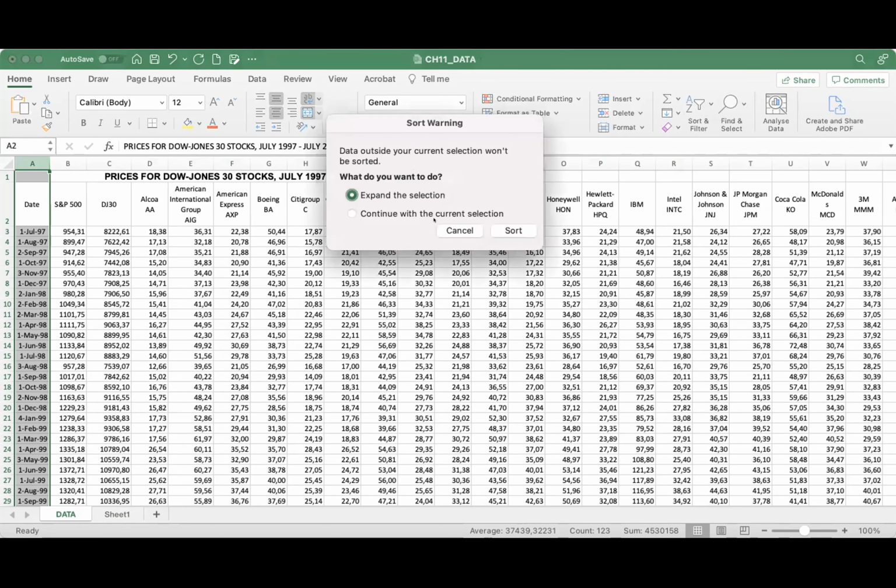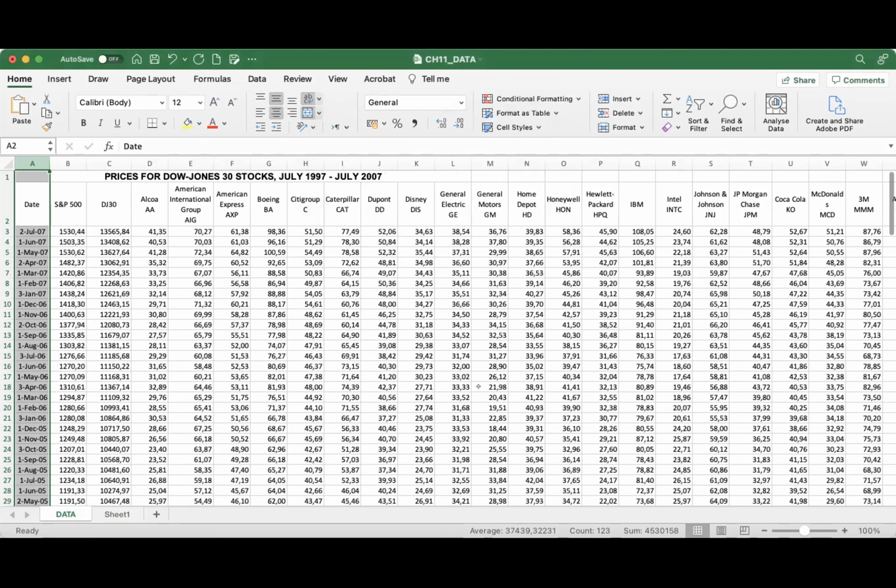So a new window will pop up and we'll have two options: expand the selection, which means you expand the selection to the other columns, or continue with the current selection, which is just the dates. So we choose to expand the selection because we have to reorder the remaining columns from the newest to oldest. Then click on sort and automatically Excel will reorder all the data from the newest to oldest.